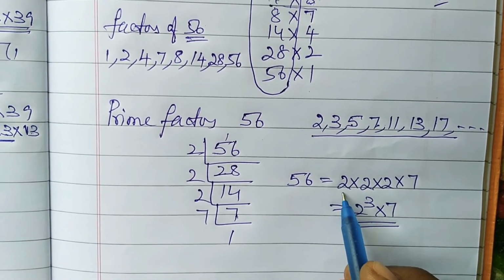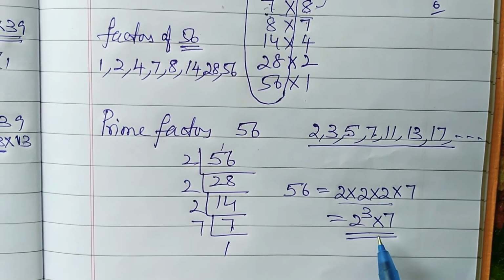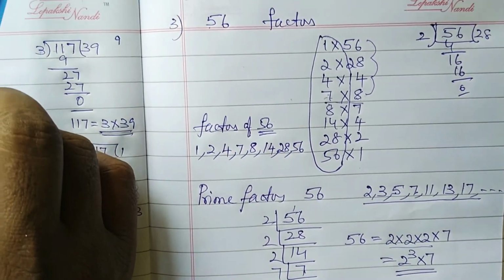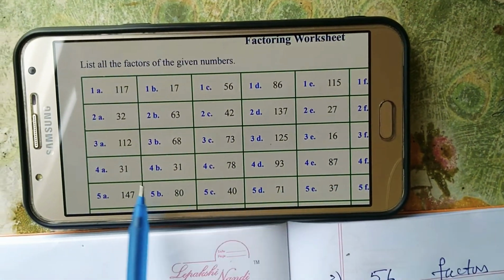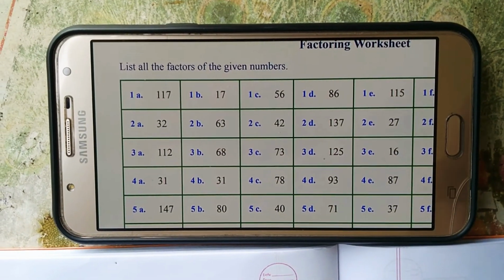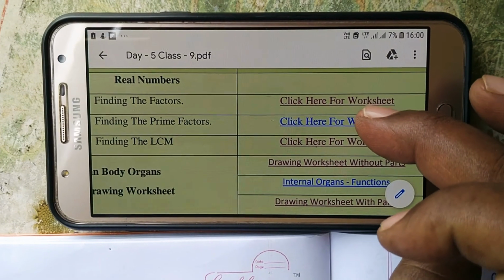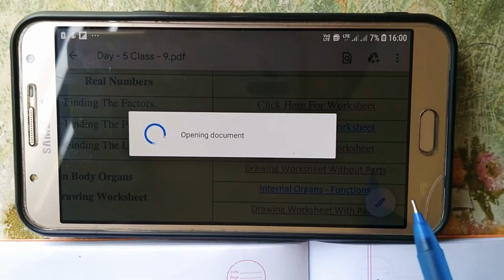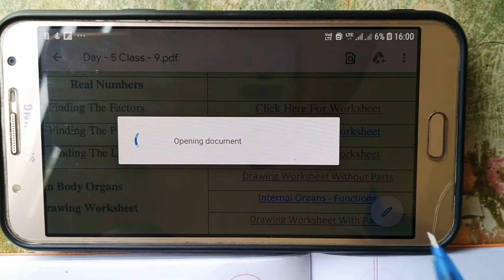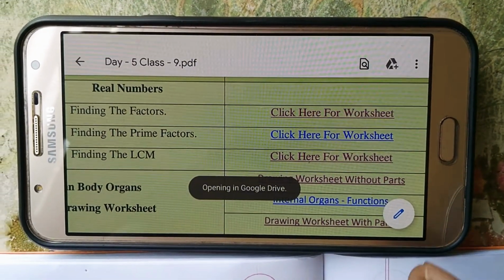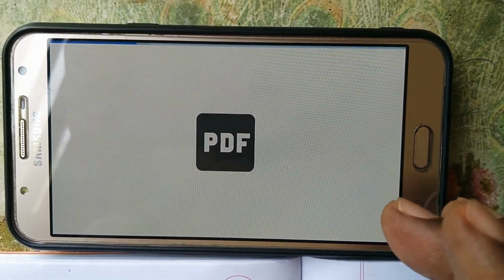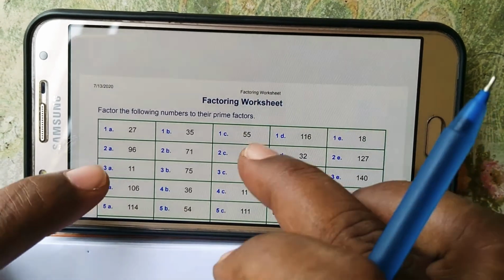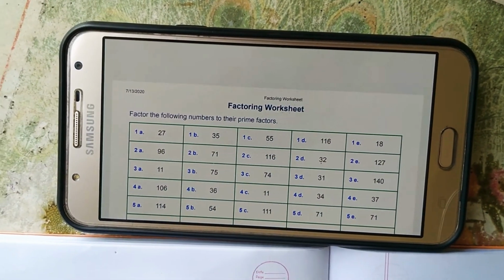We can write it in exponential form also: 2 cube into 7. So in this way, I have given 2 worksheets for you. In the first worksheet, you must do all these problems finding the factors. And the second worksheet, if you click this, you will get the second worksheet. In the second worksheet, I have given problems to find the prime factors for the given numbers. So how to find the prime factors? This is another set of worksheet.